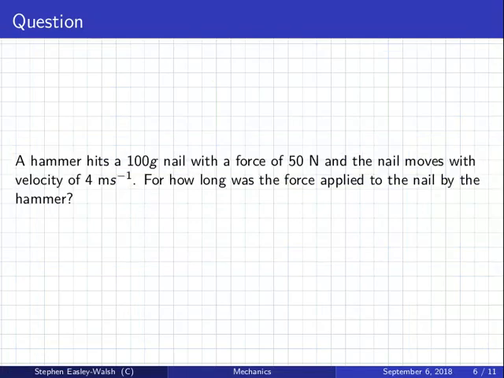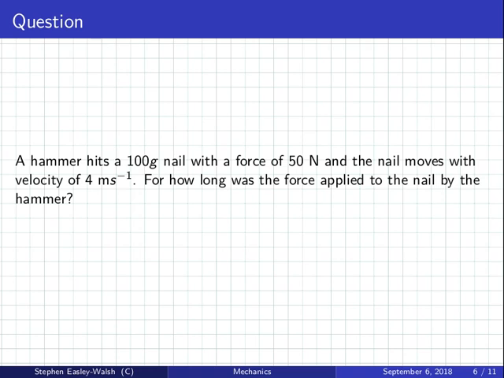Here's another example. You have a hammer and it hits a nail with a force of 50 newtons, and the nail moves down at 4 meters per second. How long was the force applied? So you hit the nail with the hammer, and it moves at 4 meters per second. Now it doesn't keep moving at 4 meters per second, because eventually it stops when it gets into the wood.